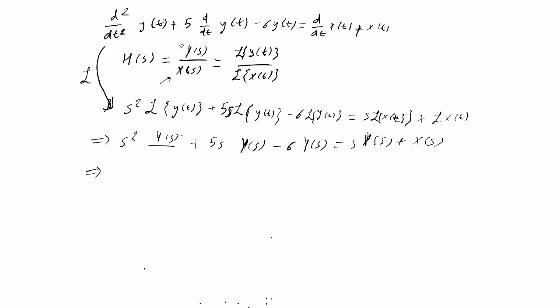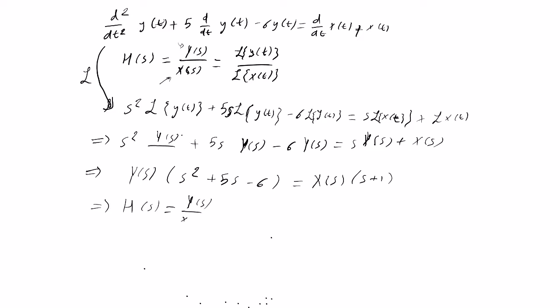So I need to make Y divided by X. As you see here, we have Y(s) times (s squared plus 5s minus 6) equals X(s) times (s plus 1). So it's going to be easier for us to do Y(s) over X(s), which is going to equal (s plus 1) over (s squared plus 5s minus 6), which equals (s plus 1) over (s plus 6)(s minus 1).